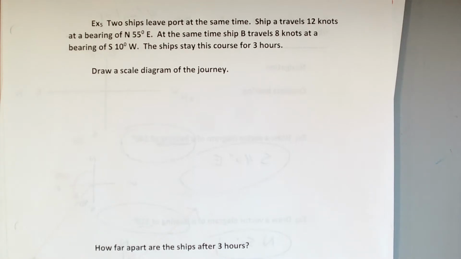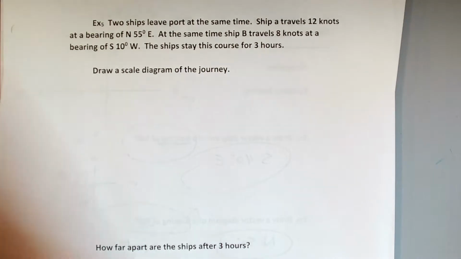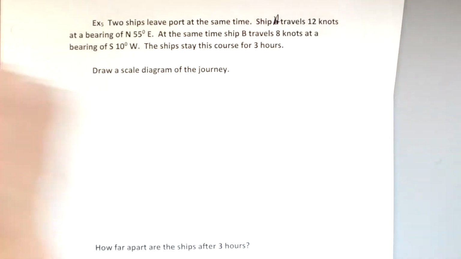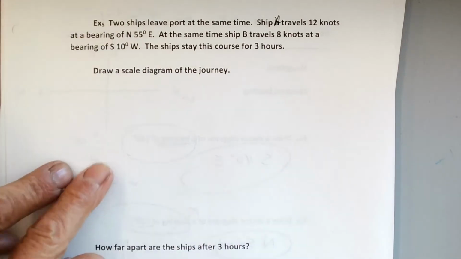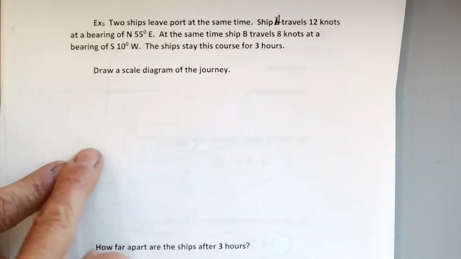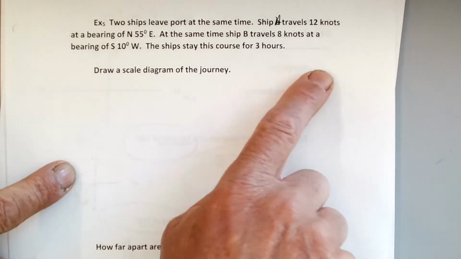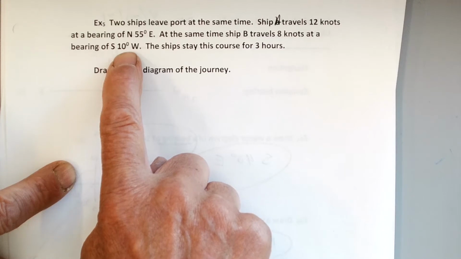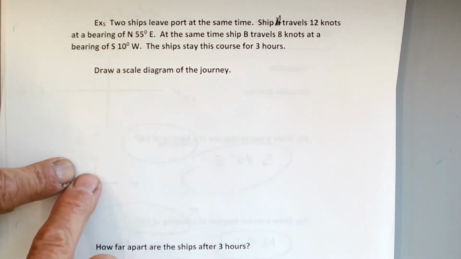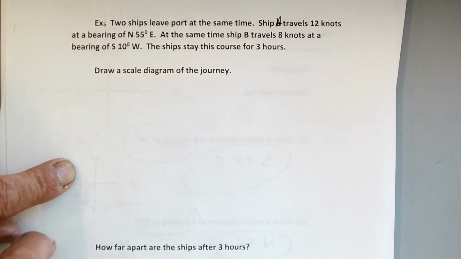Ship A, let's make that a capital A, travels 12 knots at a bearing of north 55 east. So he's kind of going this direction. Ship B travels 8 knots at a bearing of south 10 west. So it's kind of going this direction. Draw a scale drawing.